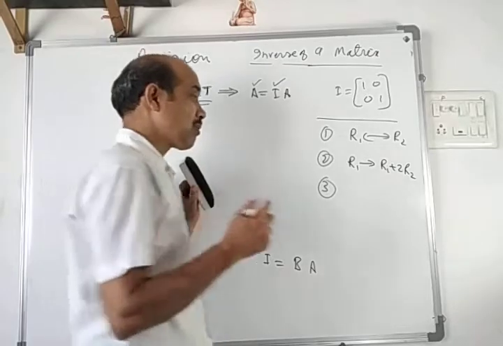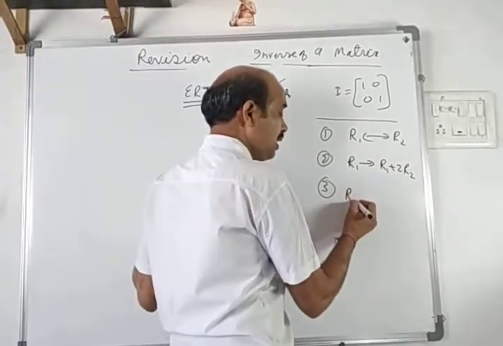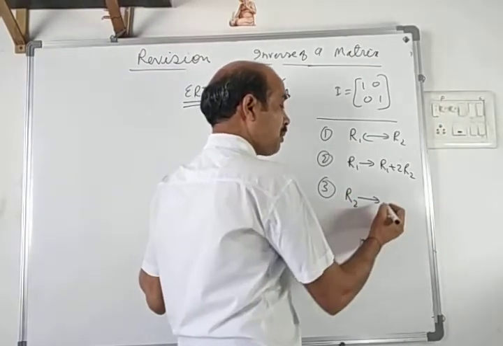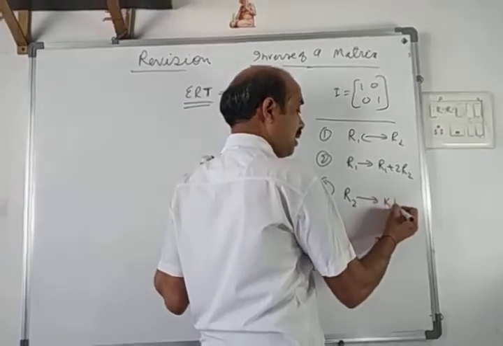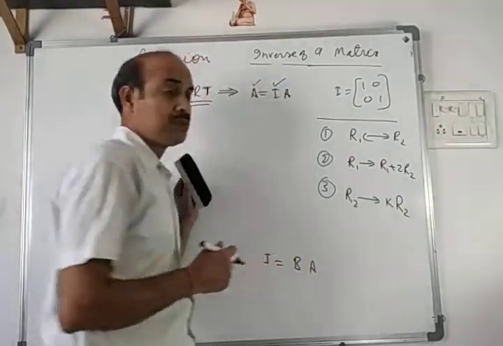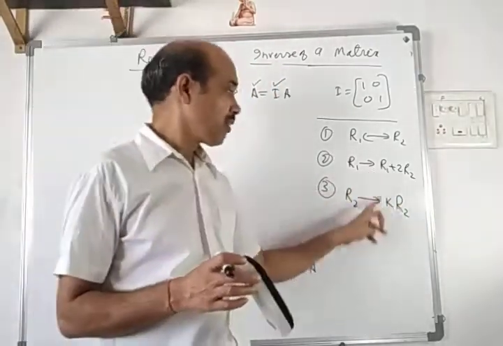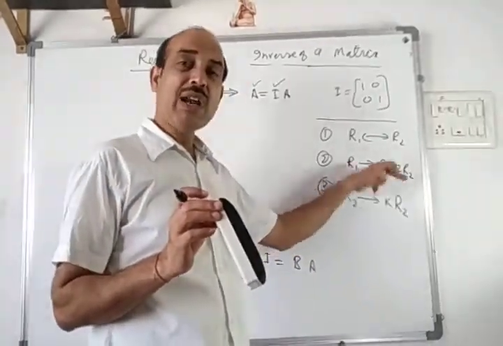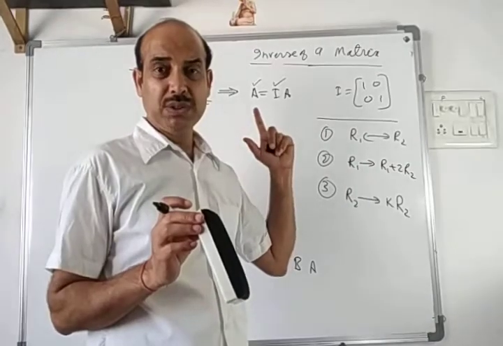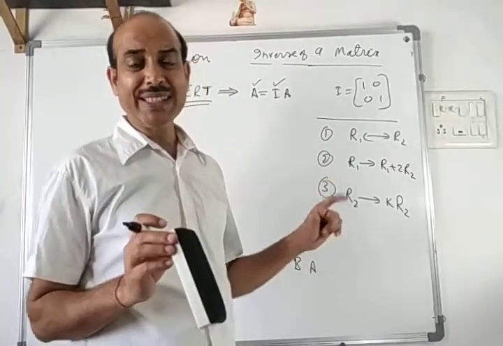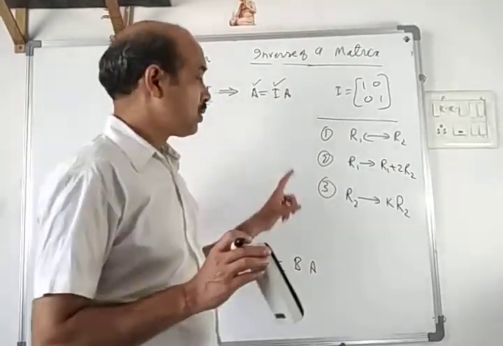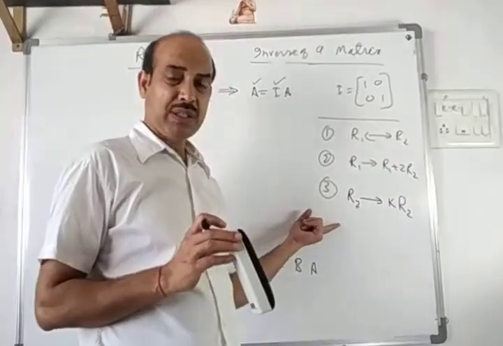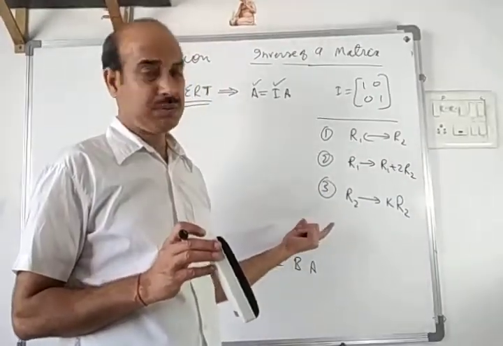This is second. Thirdly, any row can be multiplied by any non-zero number. These two are a little different. Here we are only multiplying. Here we are multiplying and adding to any other row. Other than these three, you cannot do any operation. The same for columns also.